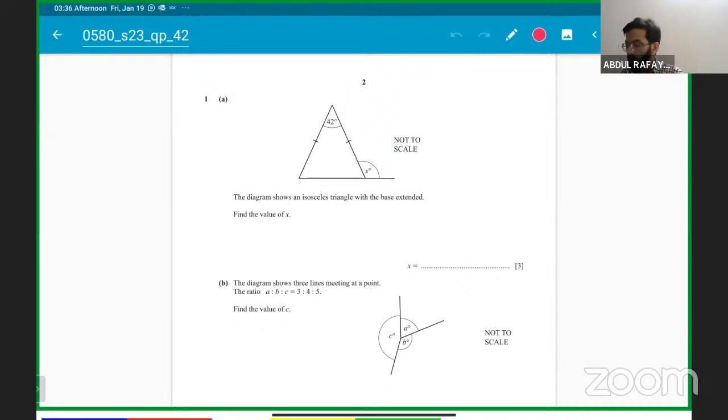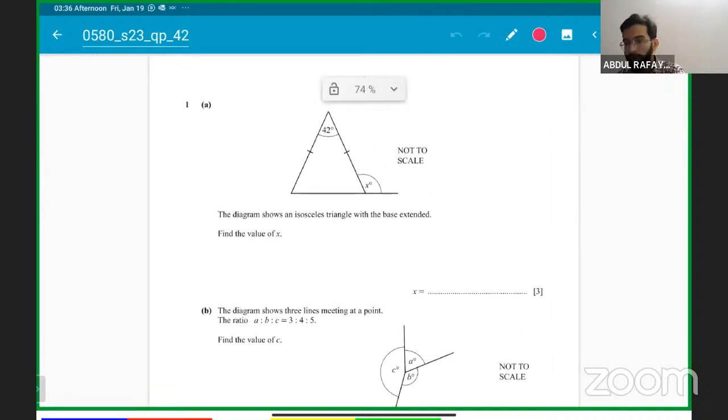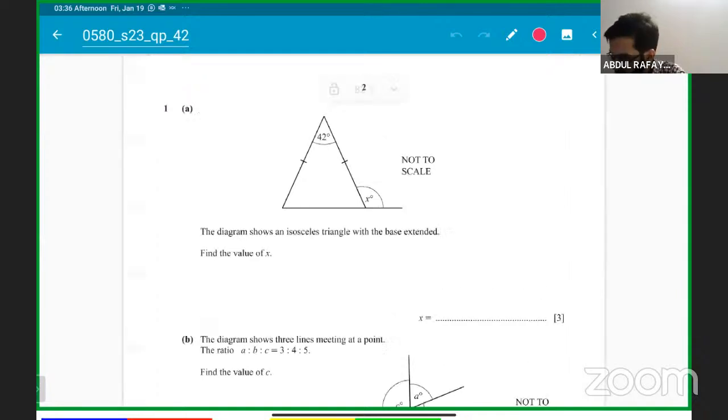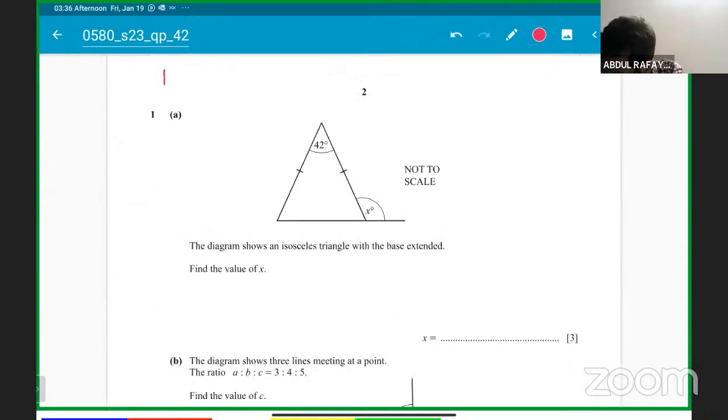So today we are going to solve the recent paper of May, June 2023, paper 4, variant 2. So let's get started. Let me write it down. This is basically May, June 2023, paper 4, variant 2. Are you understanding with me, getting it?